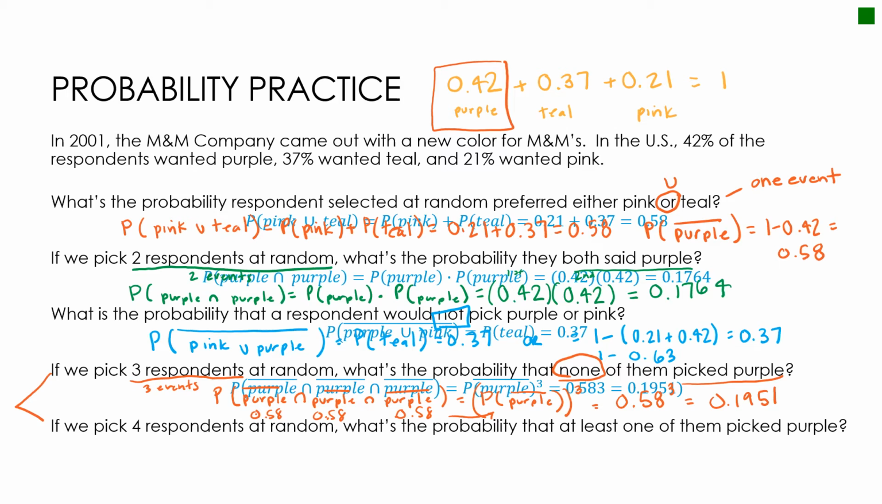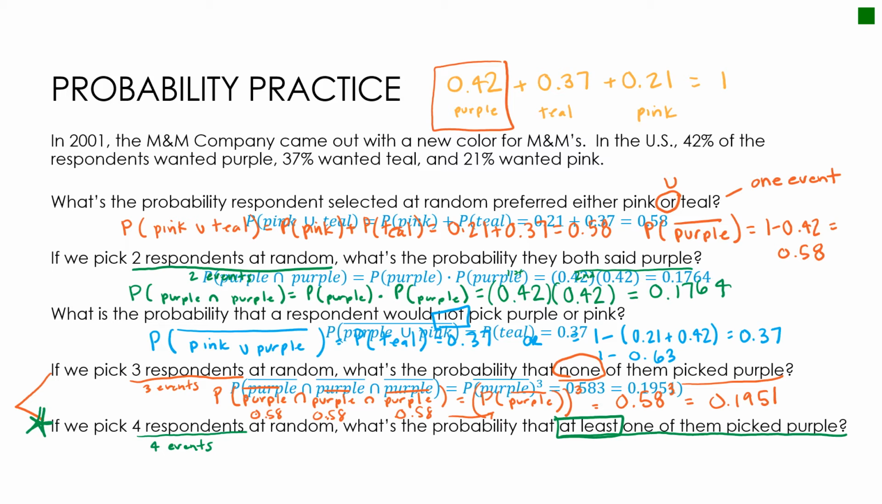Let's look at our last one. This is one of the hardest ones. A lot of people really struggle with this. So it says if we pick 4 respondents at random, so again 4 respondents means there's 4 events, which means I'm going to multiply. It says what's the probability that at least one of them picked purple? So that "at least" makes things really tricky.